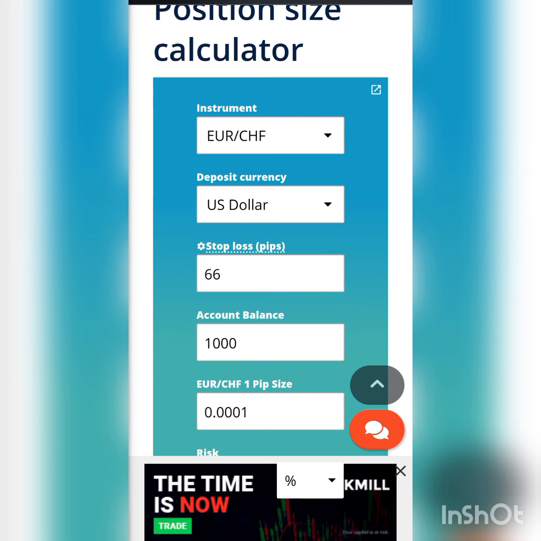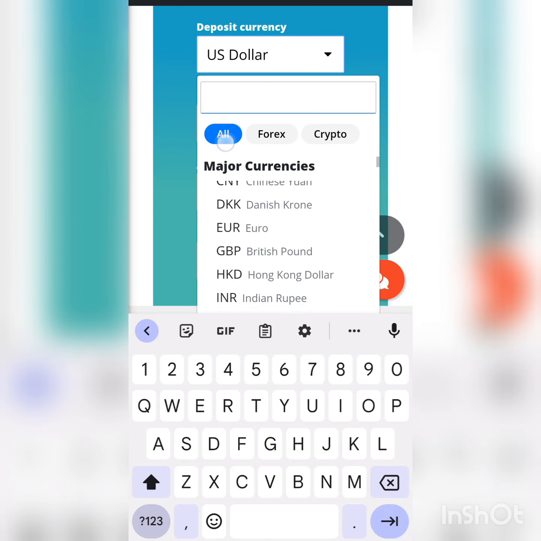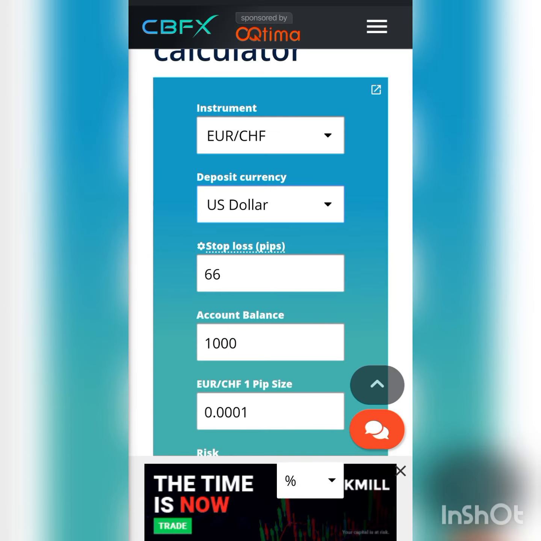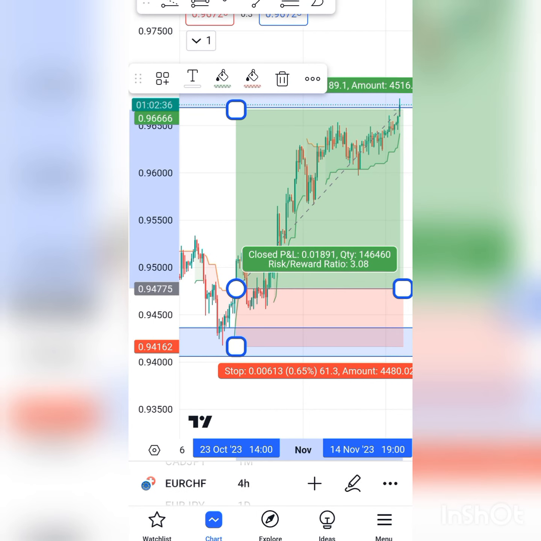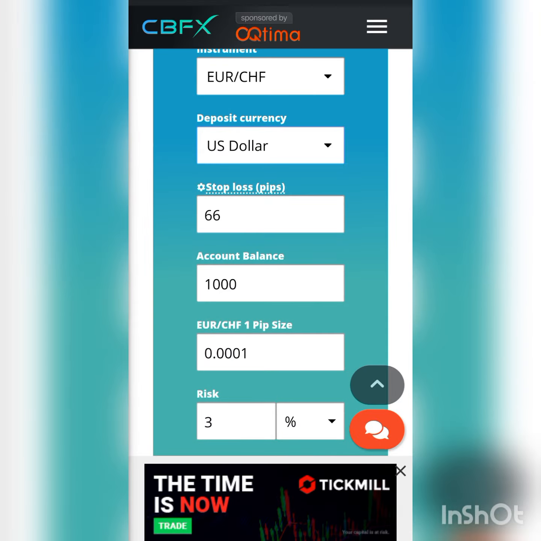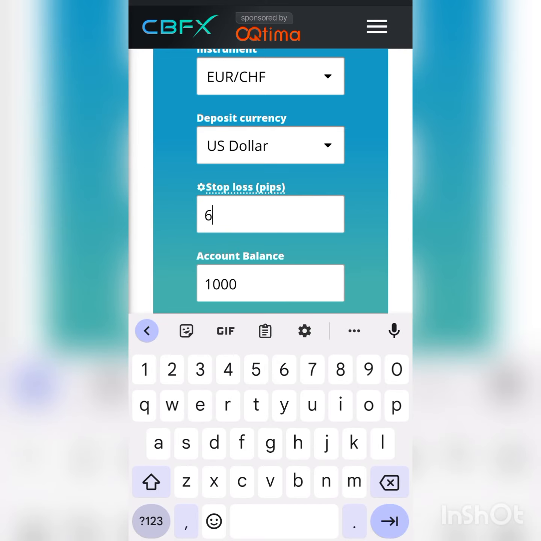Deposit currency, what's the base currency of your trading account? In dollar, right? If it isn't in dollar, you can choose whichever. Now the stop loss pips. How many pips is the stop loss? You have to know. You check your trade, and as we can see here, it's 61 pips. The distance between your entry price and your stop loss price is 61 pips. All you need to do is come here and input 61.